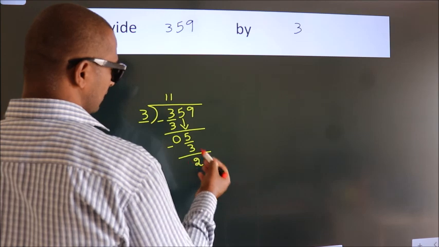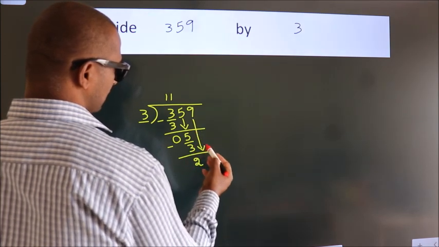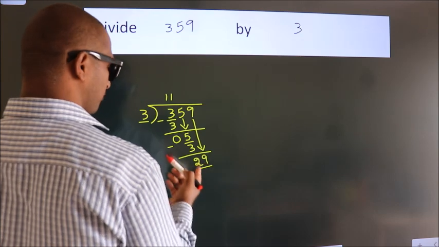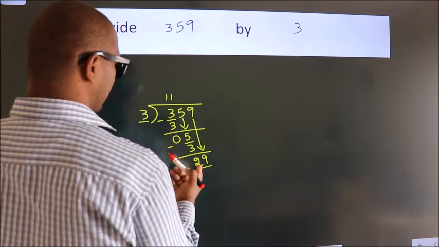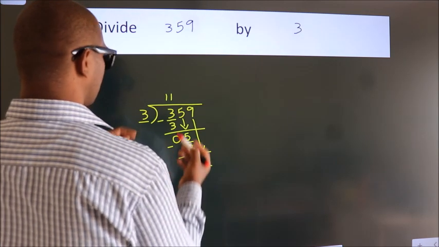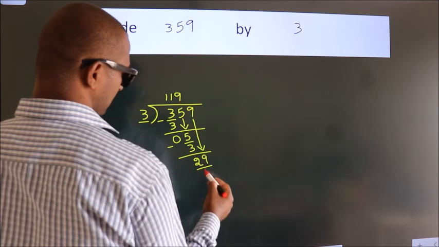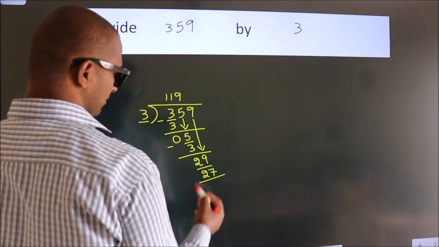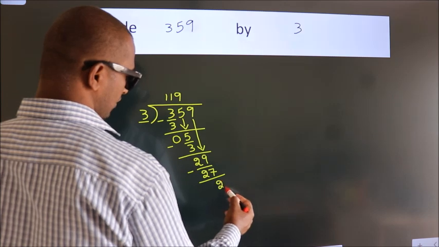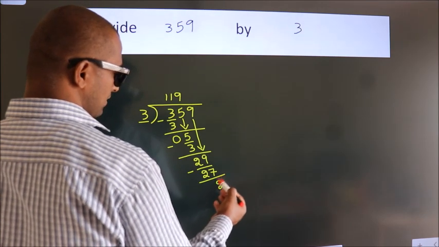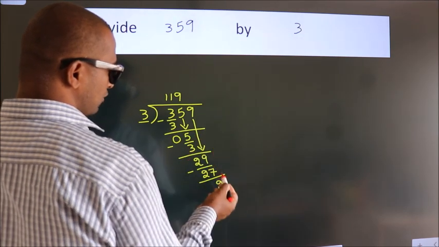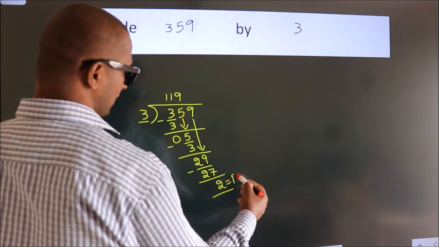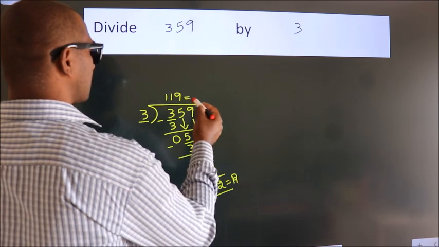After this, bring down the beside number, so 9 down, so 29. A number close to 29 in the 3 table is 3 nines, 27. Now, we subtract, we get 2. After this, no more numbers to bring down, so we stop here. This is our remainder, this is our quotient.